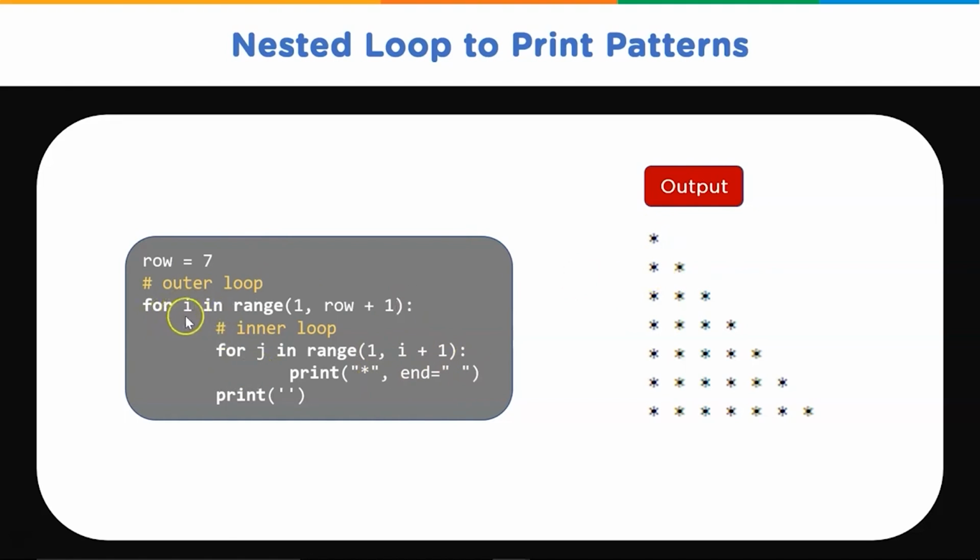When i value becomes 2, your j range becomes 1, 3. So it will print 2 stars. Then again when i value becomes 3, your range becomes 1, 4. So it will print 3 stars. So on and so forth.